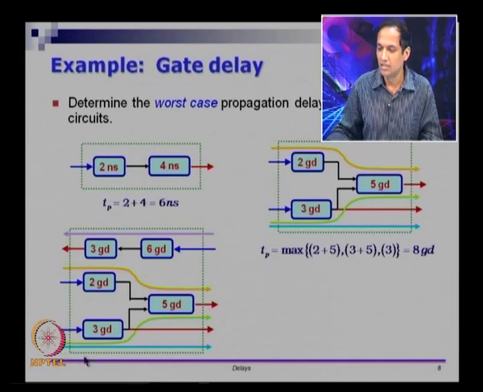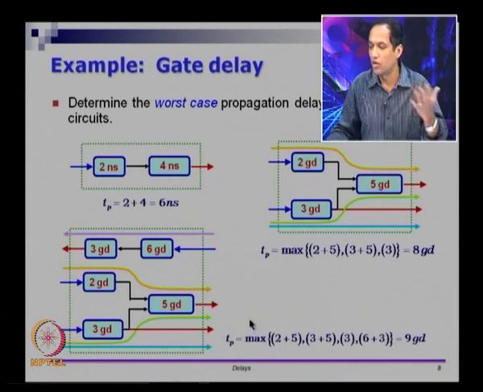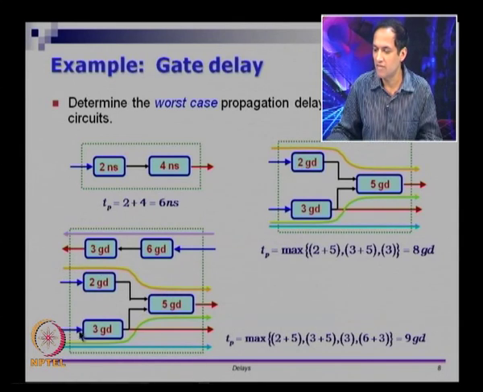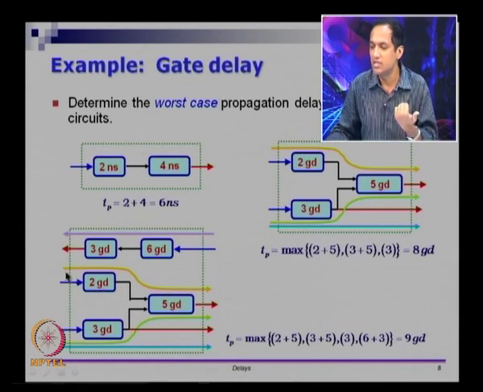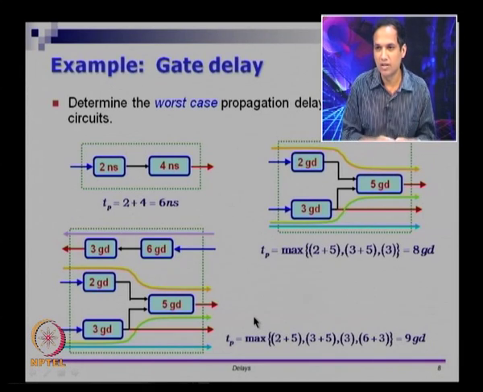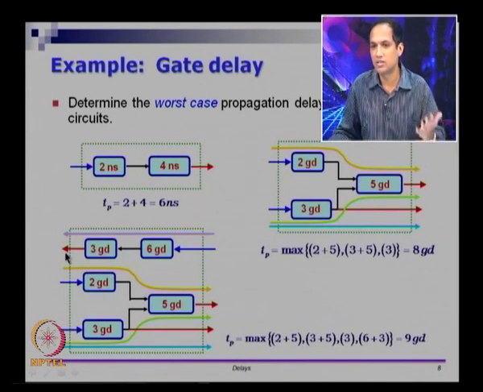So, as a circuit, this green box will take the maximum of all of those. So, it is the maximum of 2 plus 5, 3 plus 5, 3 and 6 plus 3, or 9 gate delays or 9 time units. So, in the worst case, if I ask you what the delay through this is, you have to report that it is 9, because without telling you the input and output requirements that I have, if I ask you for the delay of the circuit, it is actually 9 time units. In the worst case, you have to wait for 9 time units.